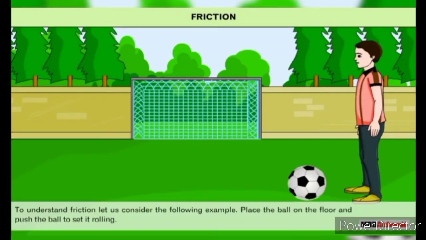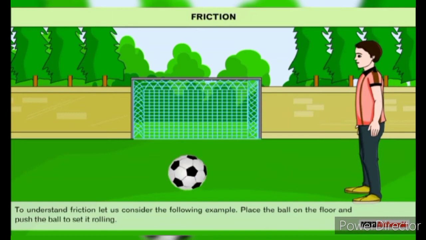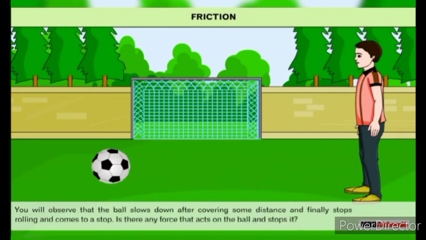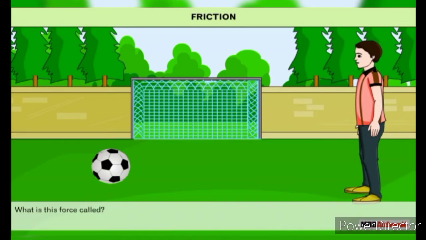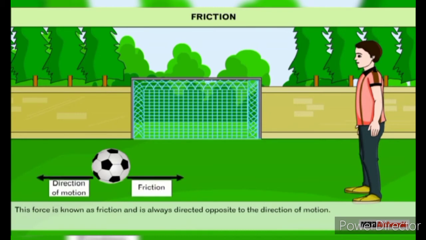Friction. To understand friction, let us consider the following example. Place the ball on the floor and push the ball to set it rolling. You will observe that the ball slows down after covering some distance and finally comes to a stop. Is there any force that acts on the ball and stops it? What is this force called? This force is known as friction and is always directed opposite to the direction of motion.